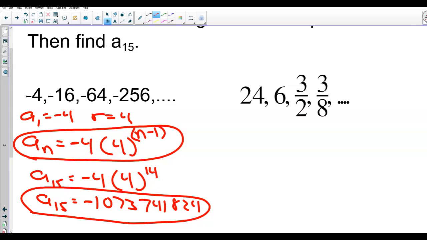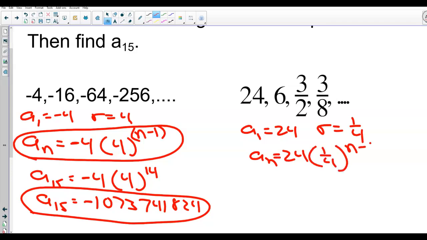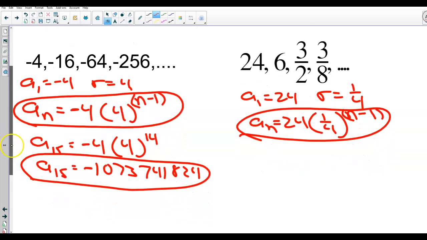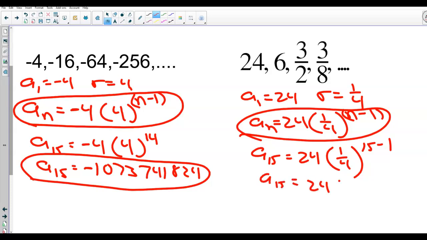Here, my a_1 is 24, and my r is 1/4. So the rule is 24 · (1/4)^(n-1). That's your rule. Okay? When I want a_15, the 15th term, it's 24 times (1/4)^(15-1). So it's 24 times (1/4)^14.